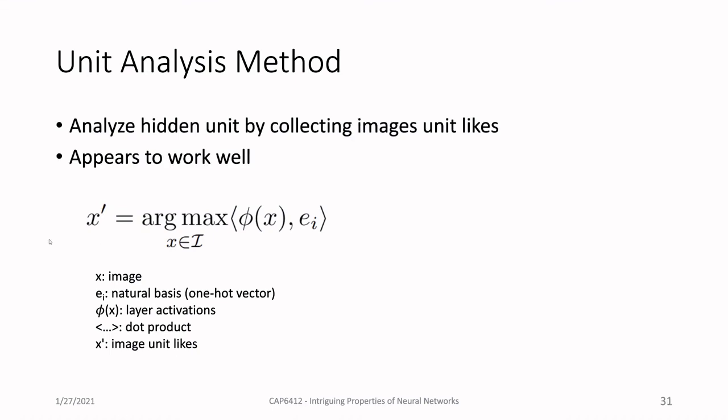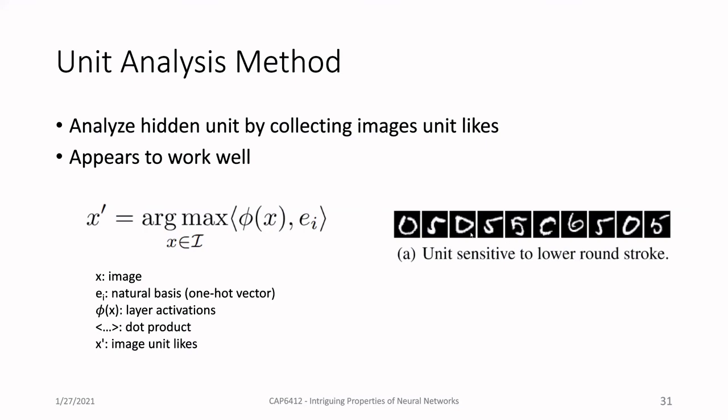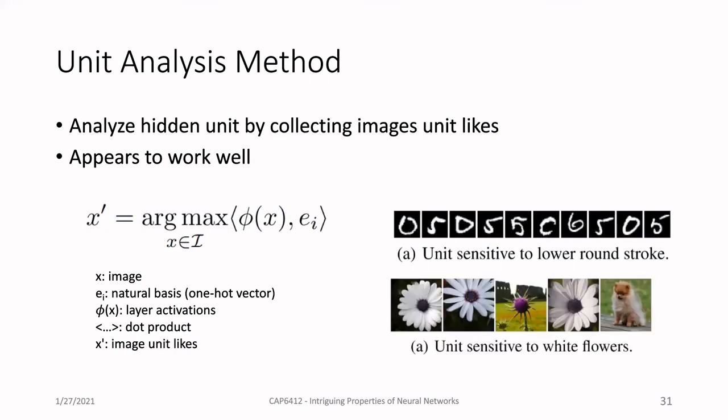And in those previously published papers, it appears to work quite well. So here is a grouping of images, and they all seem to have some similarities. In this case, they all have lower round strokes. So those papers would describe that this unit is sensitive to those lower round strokes. And likewise for ImageNet, these images all share the property of being similar to white flowers. So they describe that this unit is sensitive to white flowers.